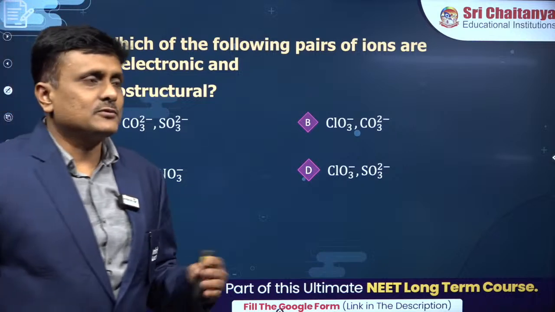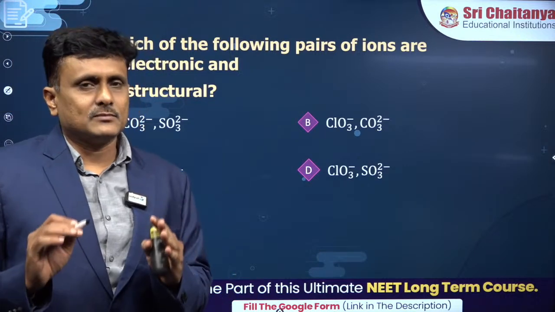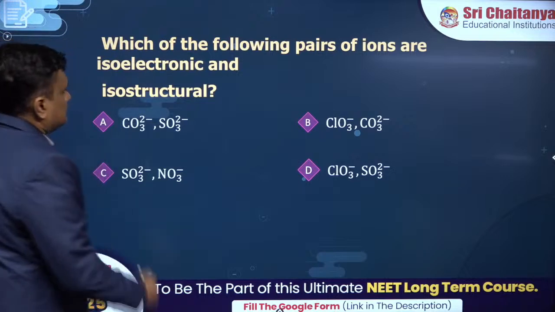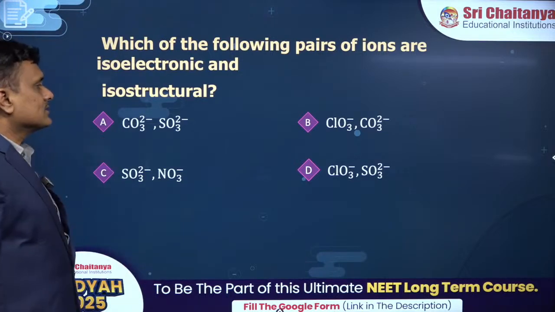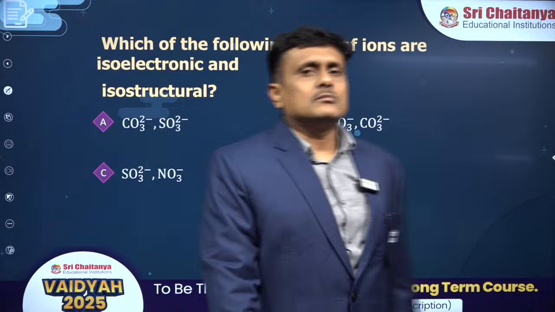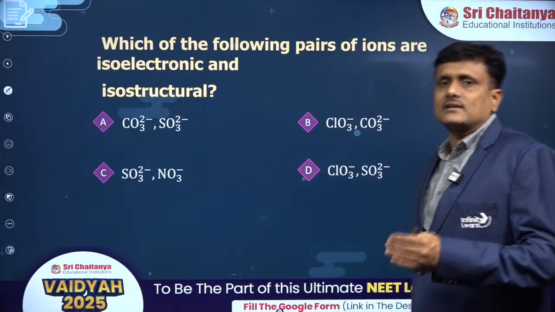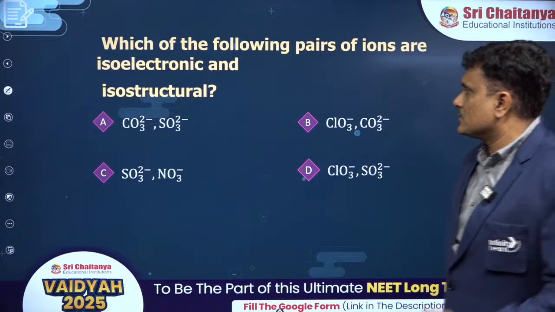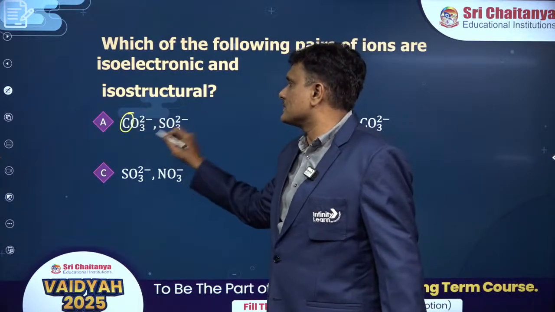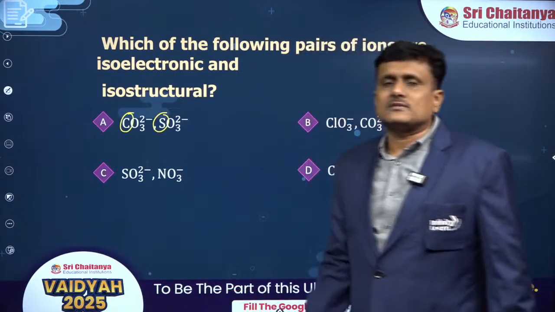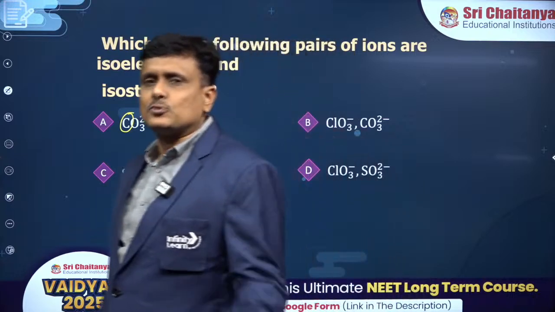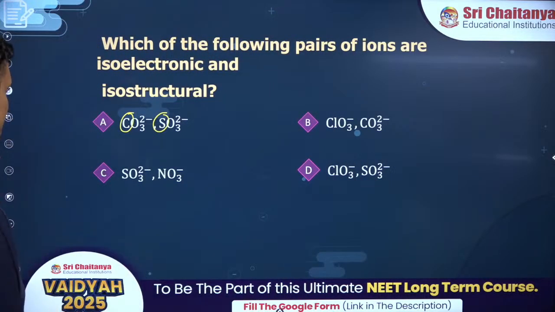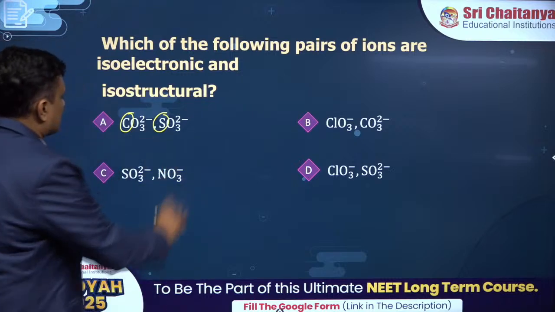Isoelectronic and isostructural have same number of electrons and same structure, isn't it? Let's check. When we are talking about the same number of electrons, both the elements falling in the same period would have a similar number of electrons depending upon the negative charge. You can see one is carbon, the other is sulfur. They don't belong to the same period, isn't it? So there is no scope that they will have the same number of electrons. So these two are not possible.